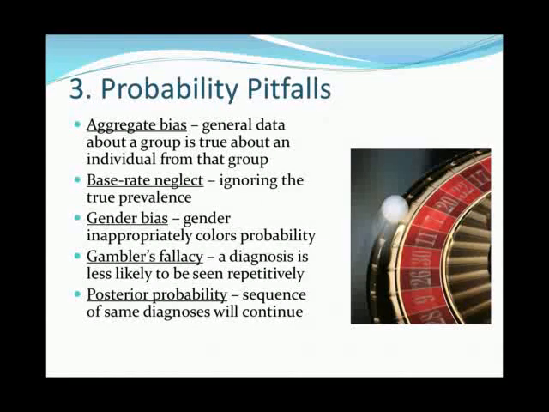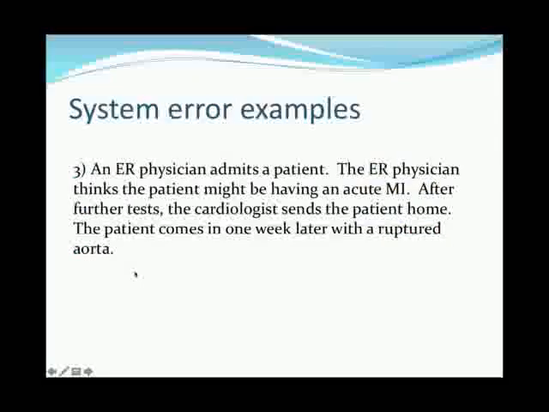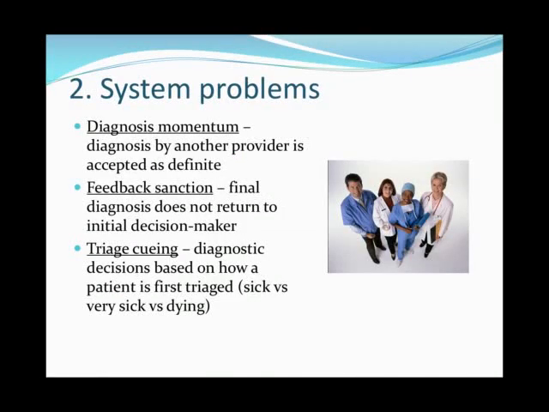Like gender makes sense; aggregate means grouping. So if you know that aggregate means grouping, then you're going to know that this is talking about data from a group that is now being applied to an individual. Gender is easy. Gambling, you can remember this game. Posterior probability is just the opposite of that. Triage, that makes sense. Feedback, the first doctor is not getting feedback. Momentum, the process is starting and it's not stopping. One diagnosis is being made, and then another doctor is just assuming that one's right.